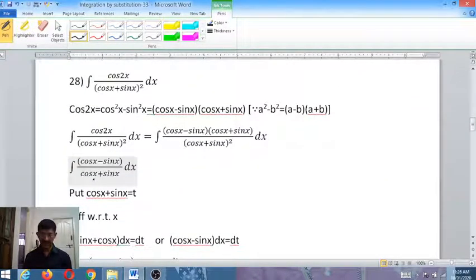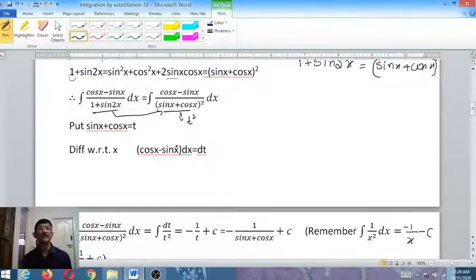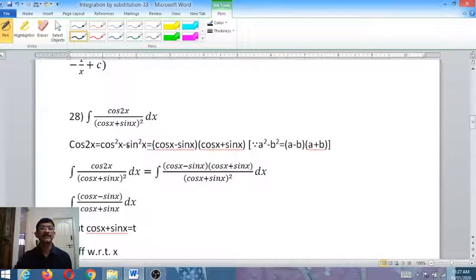Cos 2x divided by (cos x plus sin x) whole square. So it is something similar to the last problem. In the last problem, this 1 plus sin 2x we wrote as (sin x plus cos x) whole square, or (cos x plus sin x) whole square. Here the denominator is the same as 1 plus sin 2x.